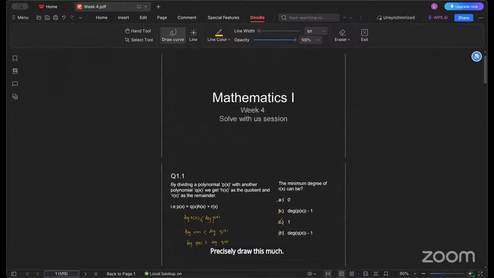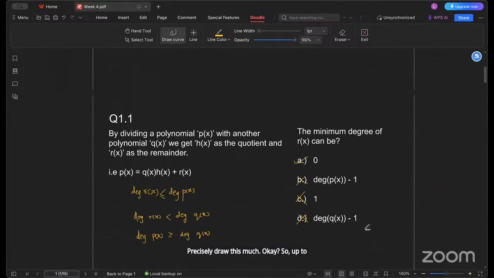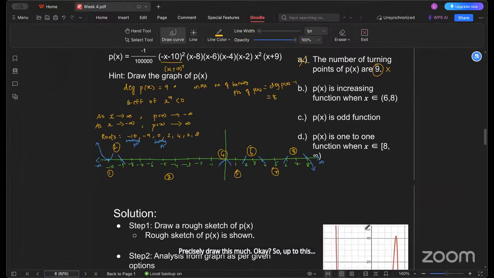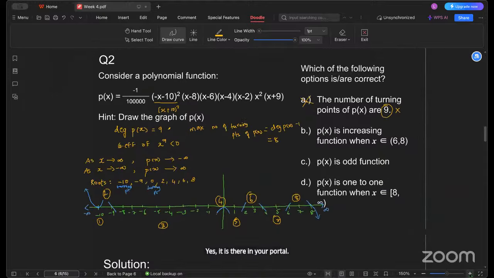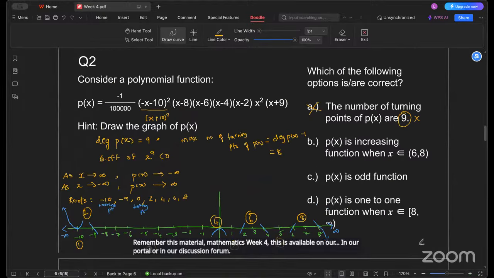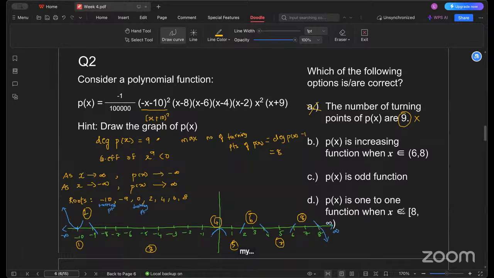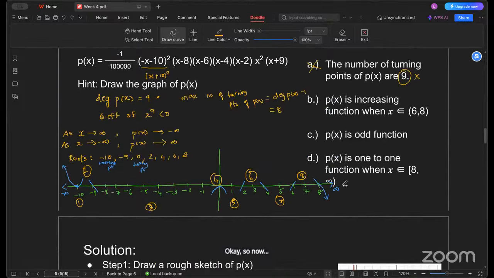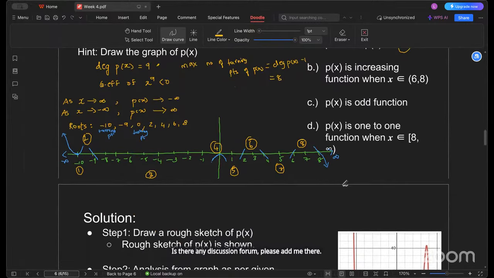Up to this, ma'am, this material, mathematics week 4, is it available on our portal or in our discussion forum? I'm not sure. Usually all these solved slides are already available to you. I don't know exactly where, but it should be available. Please discuss it with your friends. Okay, sir, let's continue here. If there is any discussion forum, please add me there, if it is possible.